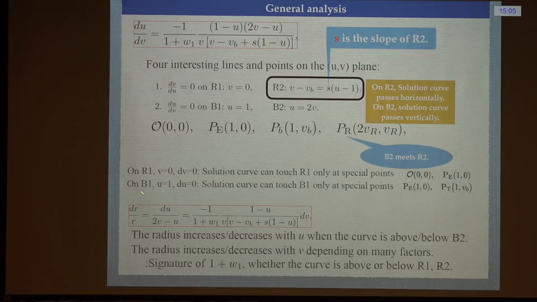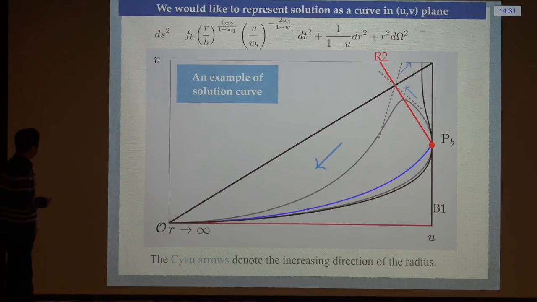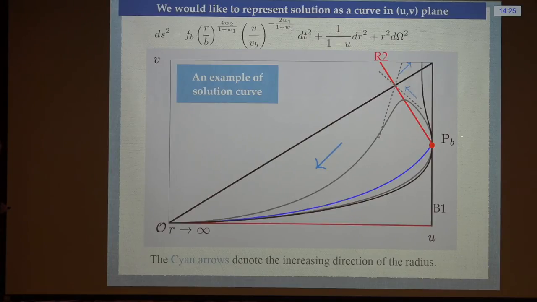And this is the variation of the radius R. It is determined by du over 2v minus u. So the radius increases or decreases with u when the curve is above or below v2, and the radius increases or decreases with v depending on many factors. I will write here a cyan arrow to denote the increasing direction of the radius. So you can find the characteristic feature of the solution curve.